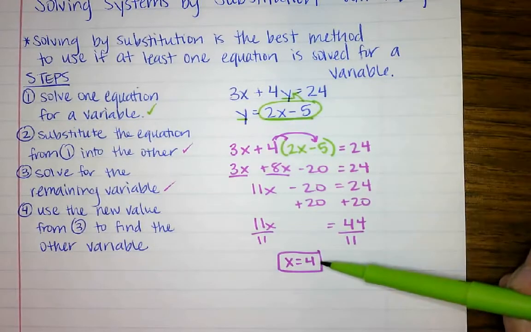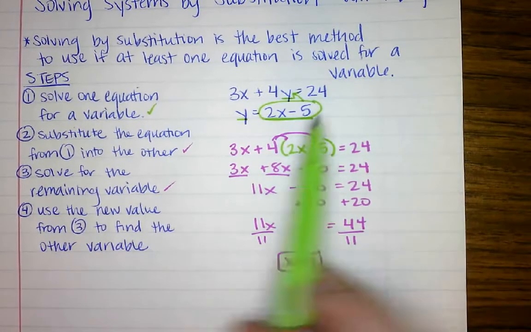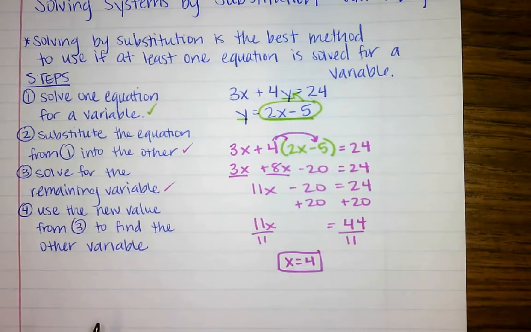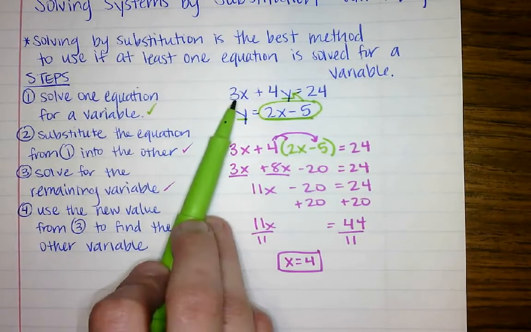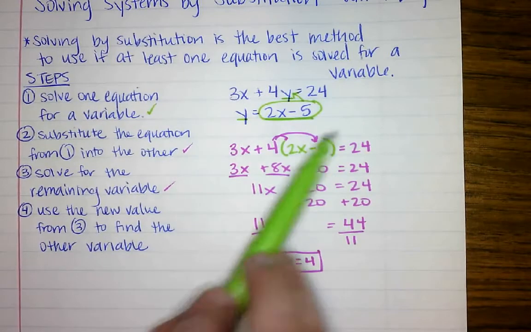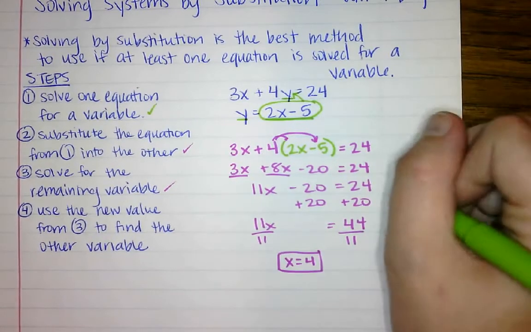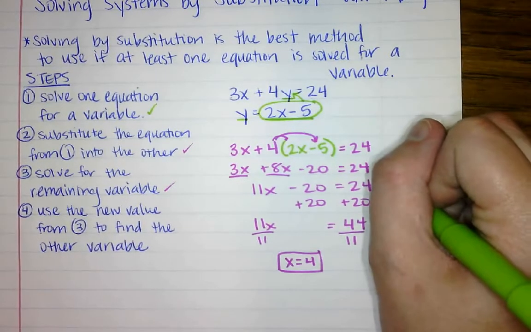I would recommend plugging into the second equation, because then all you got to do is multiply and subtract. If I plugged in my 4 to the x in this one, I'd have to multiply, subtract, and then divide. Does that make sense? There's a few more steps, but you would get the same answer. So I'm going to write it off to the side here, or you can write it underneath.